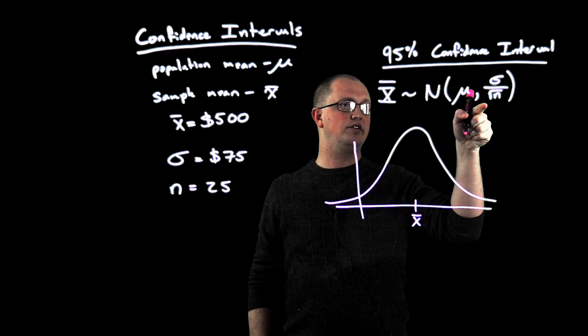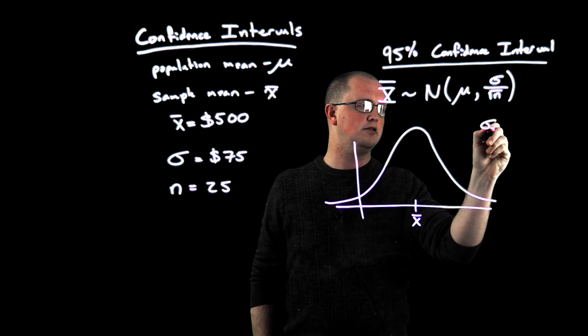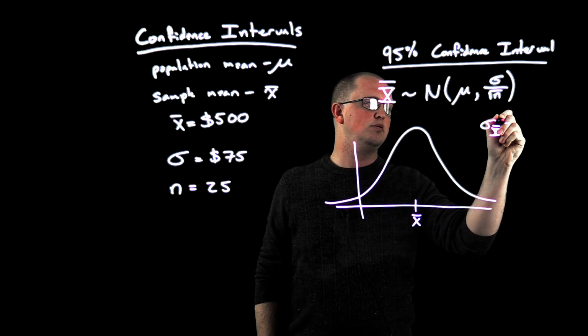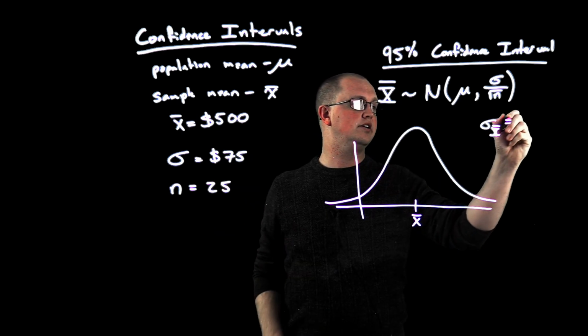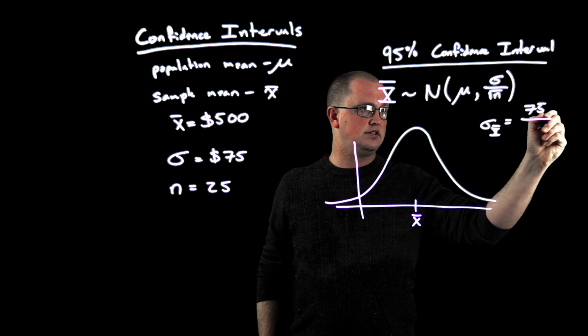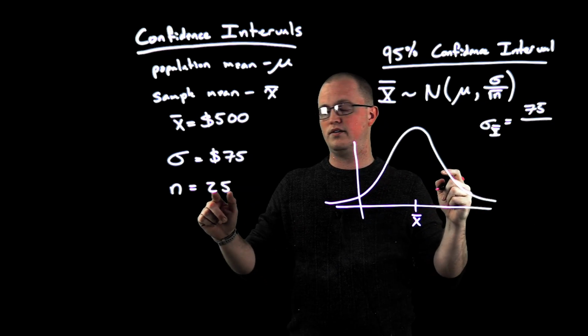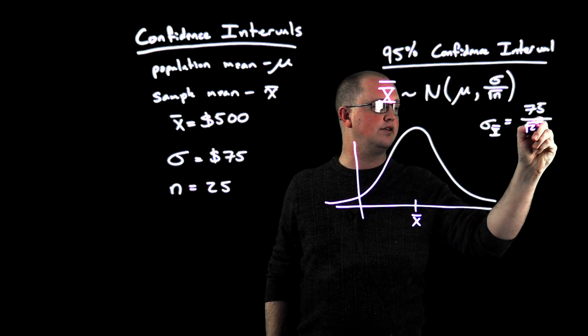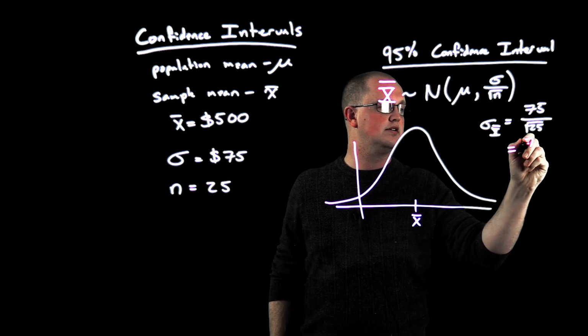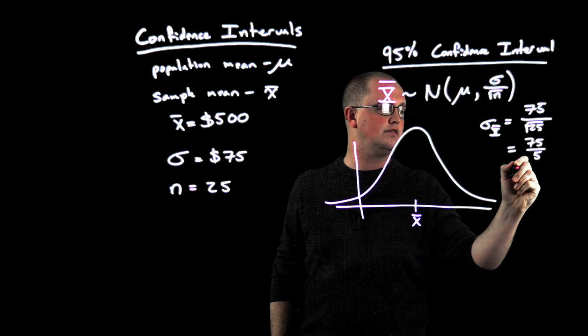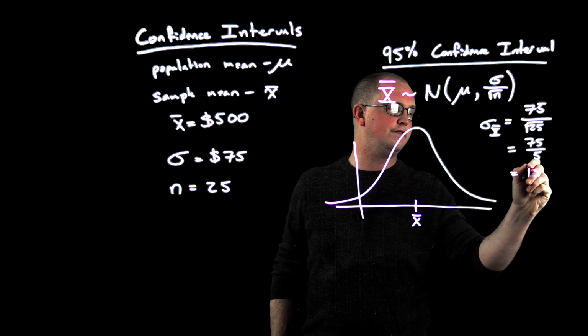So the standard deviation for X bar is going to be equal to the standard deviation here of 75 divided by the square root of our sample size, so the square root of 25, which is 75 over 5, or 15.